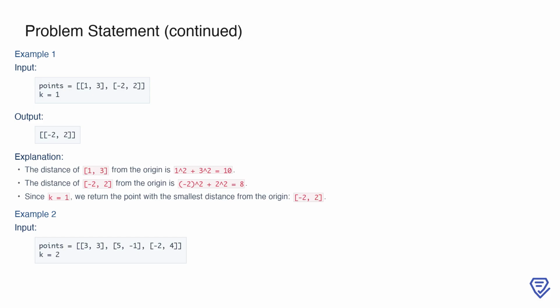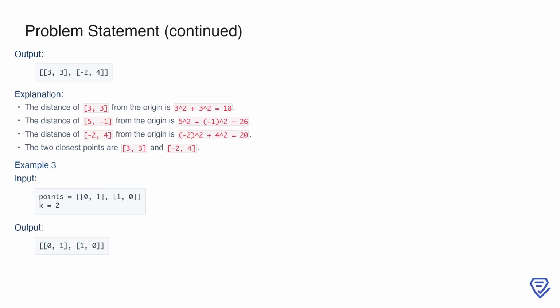Suppose the input points are [1, 3] and [-2, 2], and k is 1. Here, we need to return the single closest point to the origin. First, calculate the distance of each point. The distance of [1, 3] is 1 squared plus 3 squared equals 10, and the distance of [-2, 2] is -2 squared plus 2 squared equals 8. Since k equals 1, we return the point with the smallest distance, which is [-2, 2]. This demonstrates how we determine the closest point based on the Euclidean distance. In this case, the output is [-2, 2].